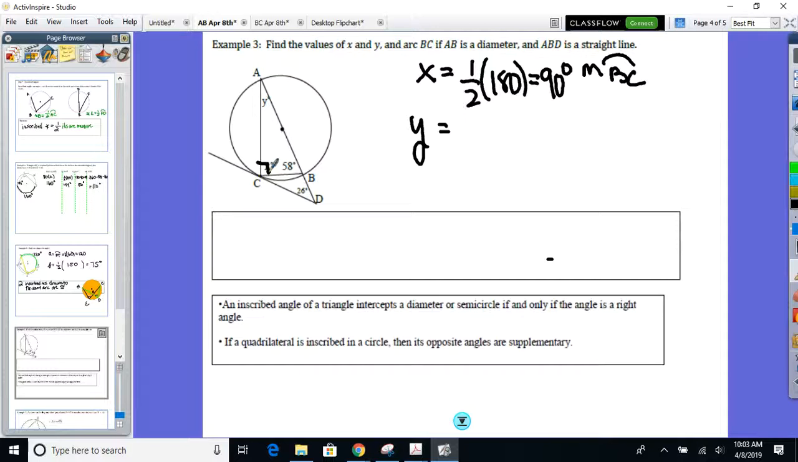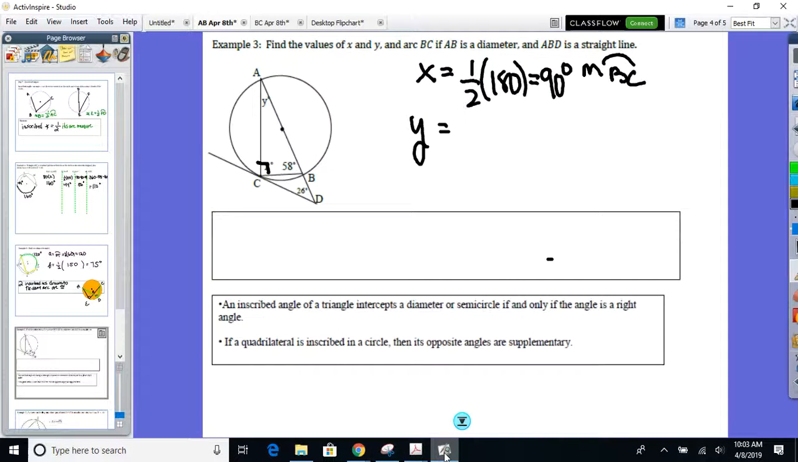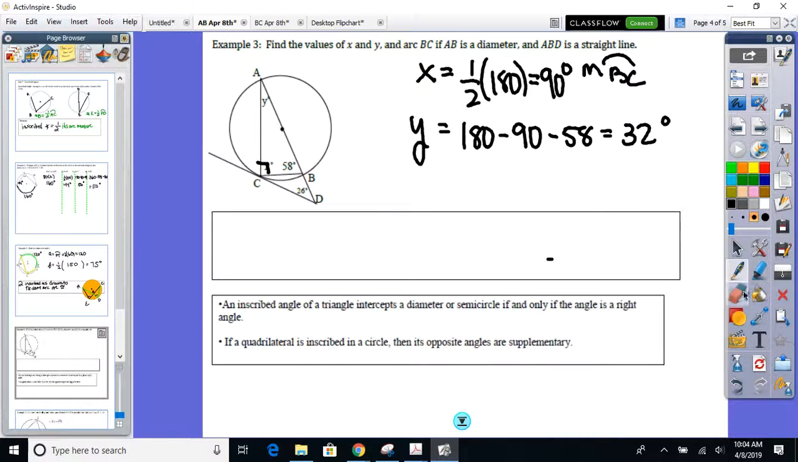All good? All right, now how can I find angle y? Just subtract 88 and 90 from 180. Yep. You didn't need any circle facts. You had two out of the three angles in a triangle, so 180 minus 90 minus 58. What did that end up giving you? 32 degrees. And the last thing I'm going to ask is for the measure of arc BC.